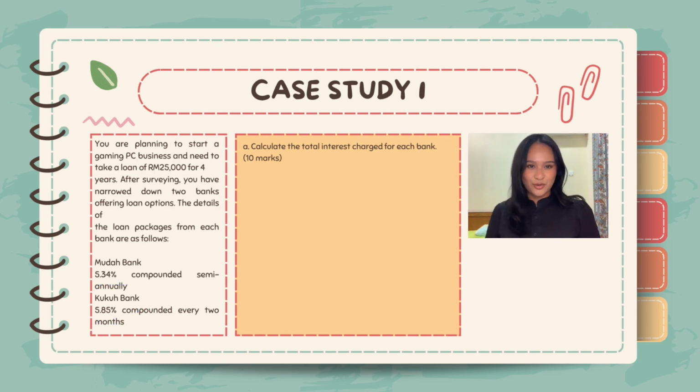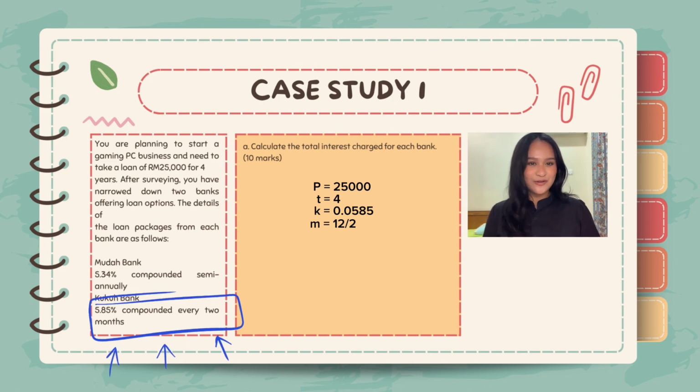Let's take a look at the question and extract any information that we can find. First of all, principal or P is 25,000 ringgit. Time or T is 4 years. Annual nominal rate or K is 5.85%. Don't forget to change the rate to decimal point. Lastly, frequency of conversion or m. The formula for m will be 12 over x, and in this case, 12 over 2. Therefore, our m is 6.